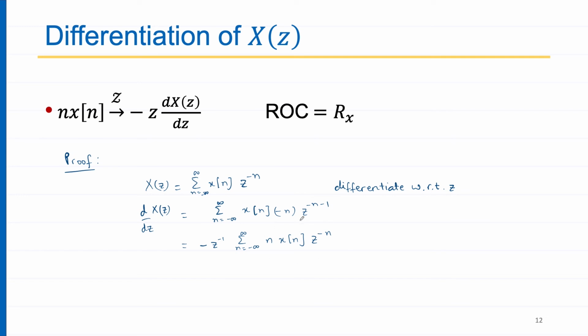And you know what this is? This is the Z transform of n x of n. So this is the Z transform of n x of n, and this minus z inverse I take to the other side, and it becomes minus z dx upon dz, right? So this is what we had to prove, that the Z transform of this thing is this thing.